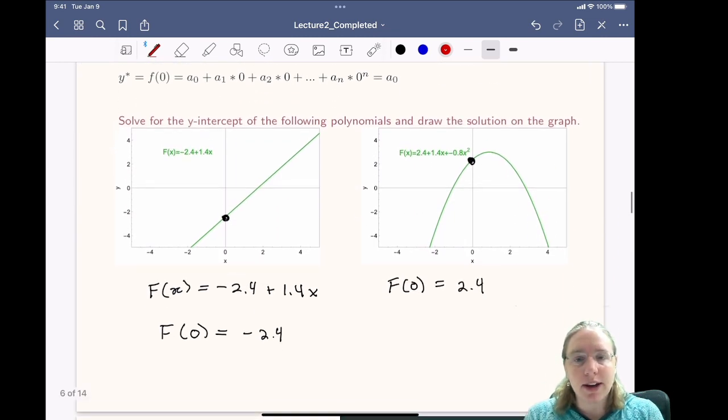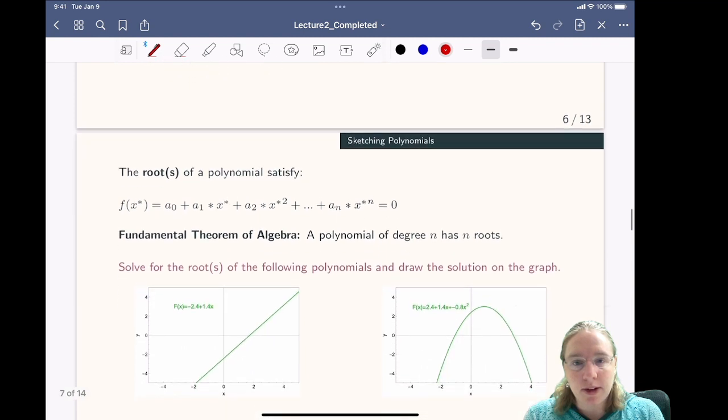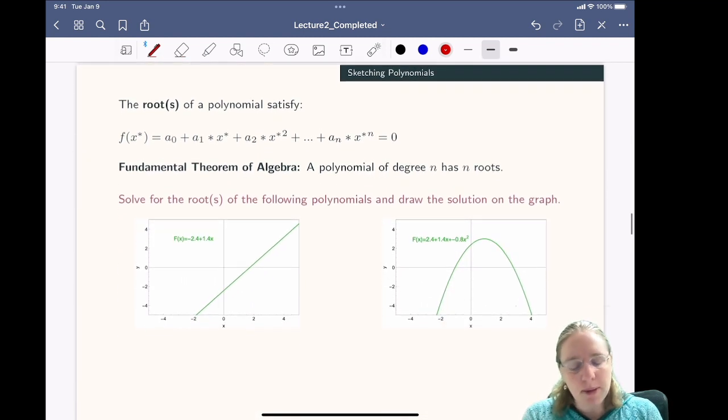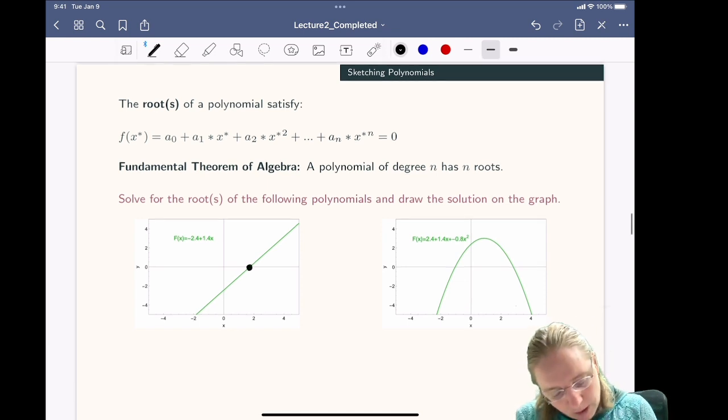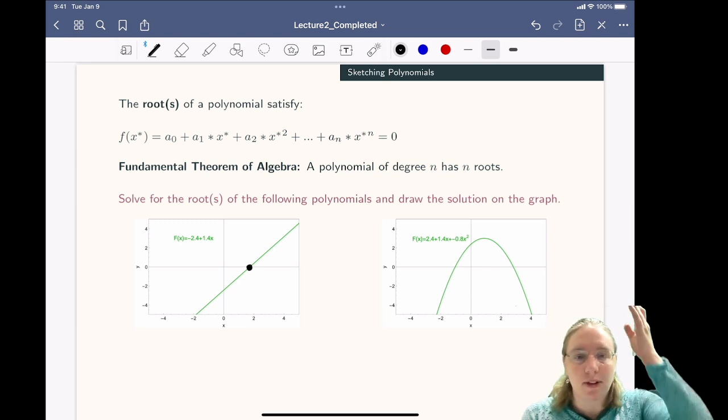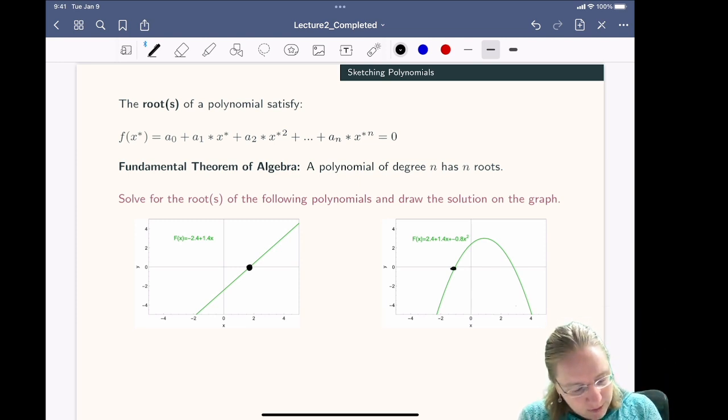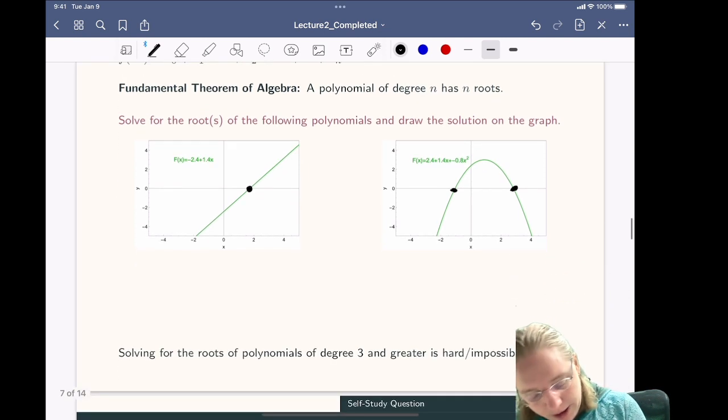All right, so we talked about the y-intercept. Not only do we have a y-intercept, but we also have the roots of a polynomial. Remember that the roots are where that function intersects with the horizontal x-axis. So the y-intercept is where you intersect with the vertical axis. The roots are where you intersect with the horizontal axis. Unlike a y-intercept, there can be multiple roots because they would not violate the vertical line test by having multiple of them.